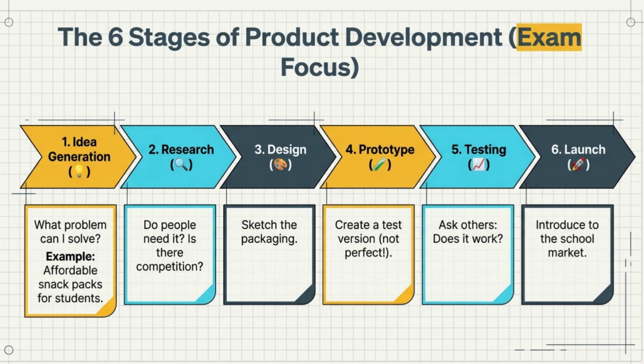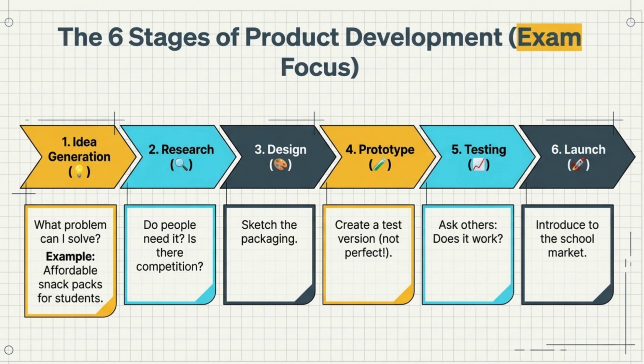And number three, we have design. You sketch or plan your product. For example, packaging design for your snack. Number four, prototype. You create a sample product, not perfect, just a test version. Number five, testing. You ask others, does it work? Is it useful? What should be improved? For number six, launch. You introduce it to the market or school community.